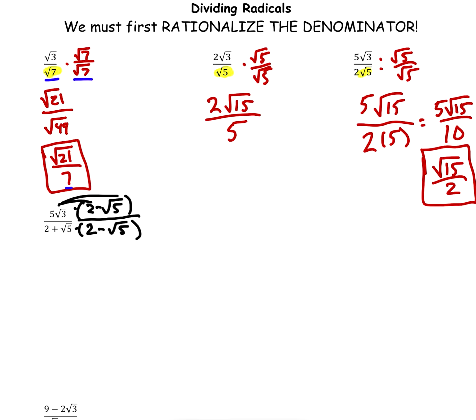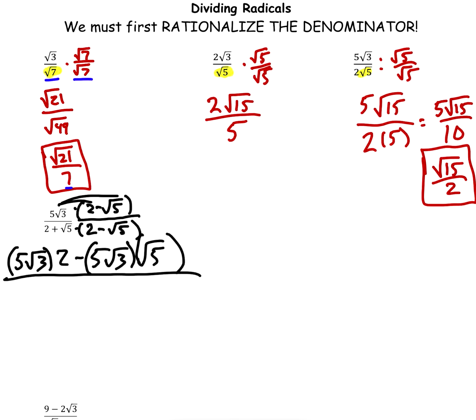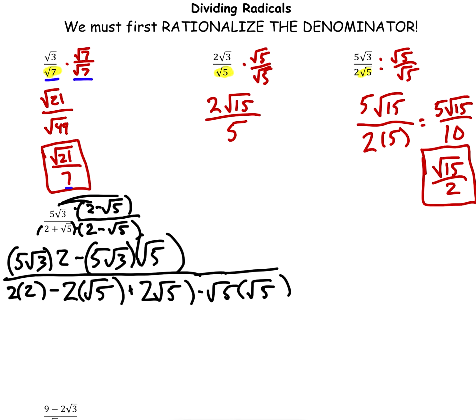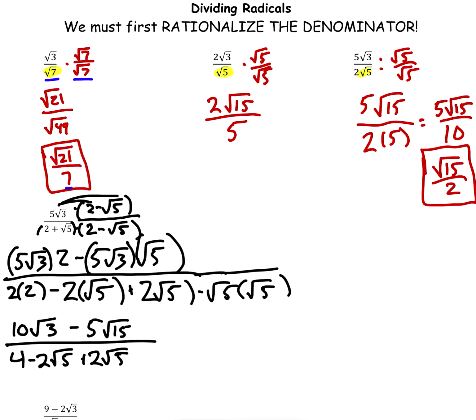That'd be 5 radical 3 times 2 minus 5 radical 3 times radical 5 all over, you can put these in parentheses if you want to, 2 times 2, then 2 times minus radical 5, plus 2 radical 5, minus radical 5 times radical 5. So I'm multiplying everything on the left by everything on the right. Let's do the multiplication now. The numerator would be 10 radical 3 minus 5 radical 15 all over 4 minus 2 rad 5 plus 2 rad 5 minus 5.